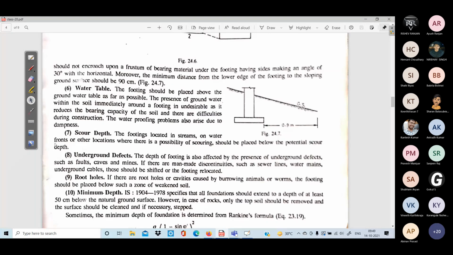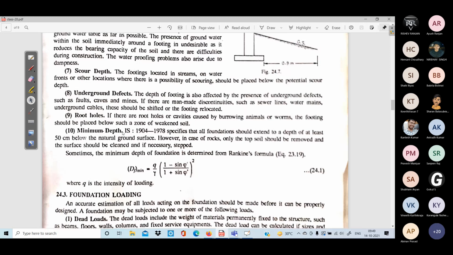The presence of water will create contact with the footing or soil, which is undesirable to us. But suppose you are going for bridges and other things, right? Then we have to take care that the footing should be placed below.